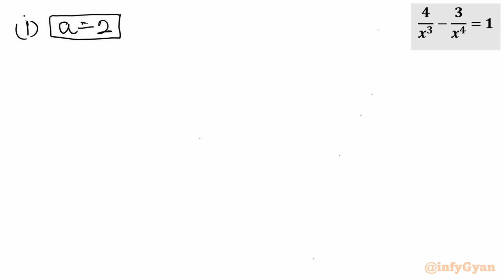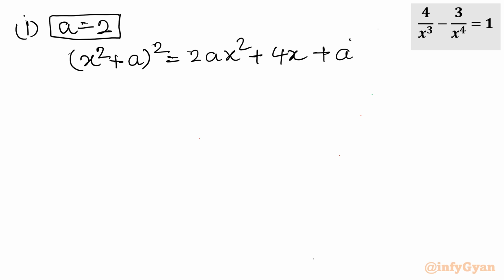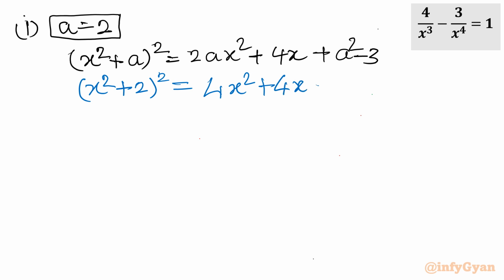The original perfect square equation was (x square plus a) whole square equal to 2a x square plus 4x plus a square minus 3. Let's put a equal to 2. So (x square plus 2) whole square equals 4x square plus 4x plus a square, so 4 minus 3, 1. Which square is this? It is (2x plus 1) whole square.